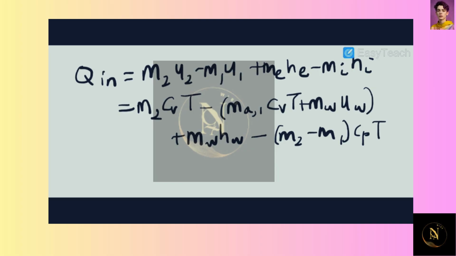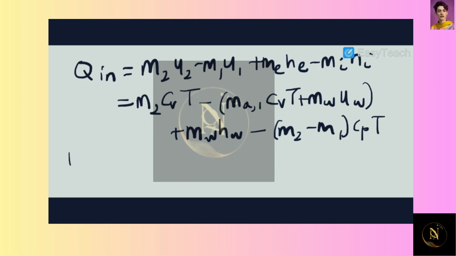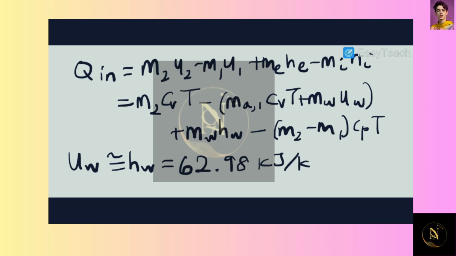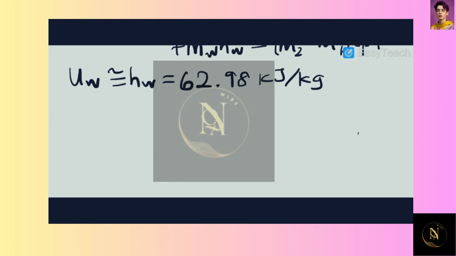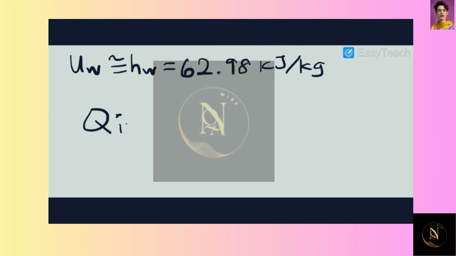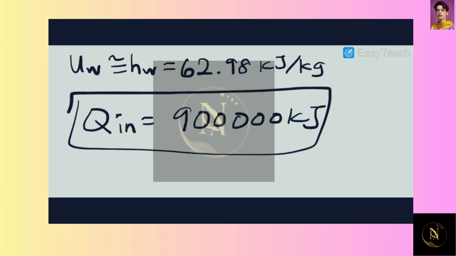And by looking up in the table, we can see that the specific energy of water is approximately equal to the specific enthalpy of water, which is equal to 62.98 kilojoules per kilogram. And by plugging all of these quantities in, we'll see that we get a final Qin of approximately 900,000 kilojoules. And that's our final answer. And that's going to be negative 900,000 kilojoules because the heat is actually leaving the system.